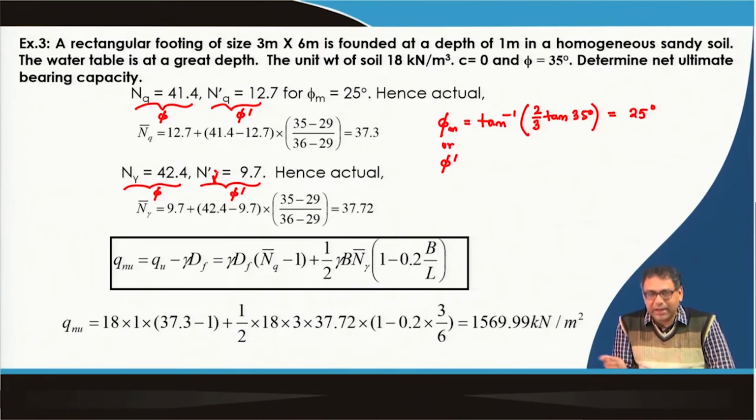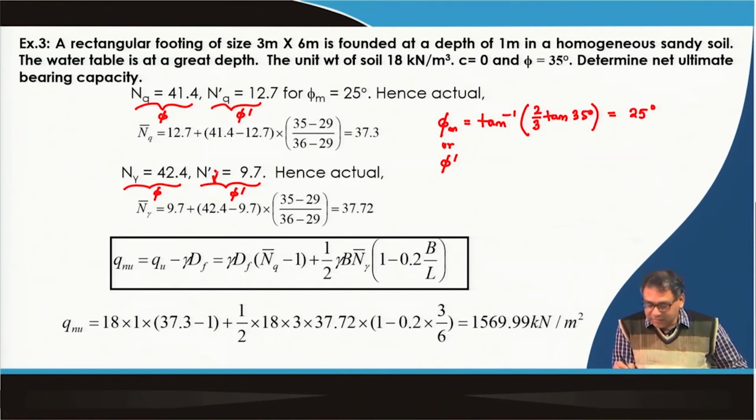And now if you calculate the reduced phi and then calculate the bearing capacity factor, so that is our local shear failure consideration. So that means if I calculate the bearing capacity factor by considering phi, that will give us the general shear failure consideration. And if you calculate the bearing capacity factor considering the reduced phi or phi dash or phi m, that is the local shear failure consideration. But our case it is intermediate, so we have to interpolate this value.